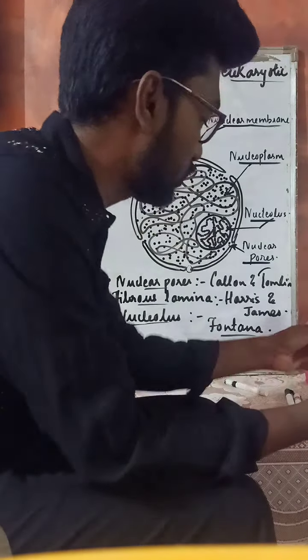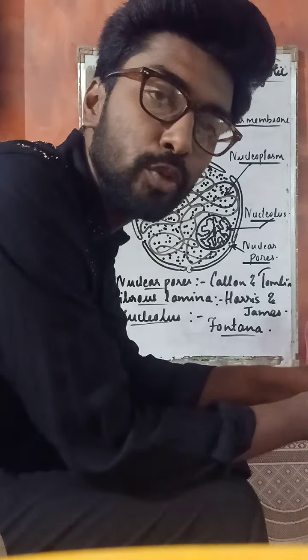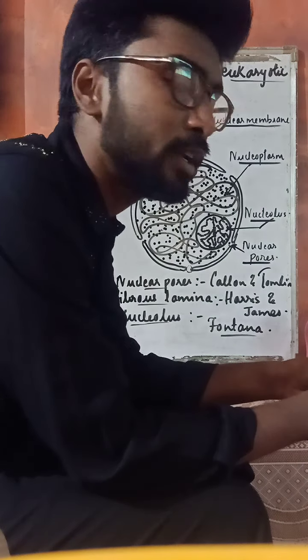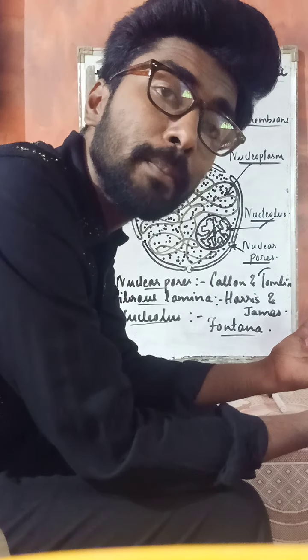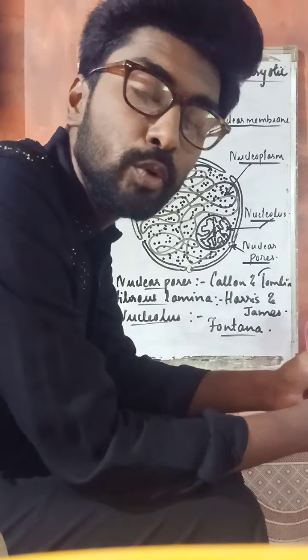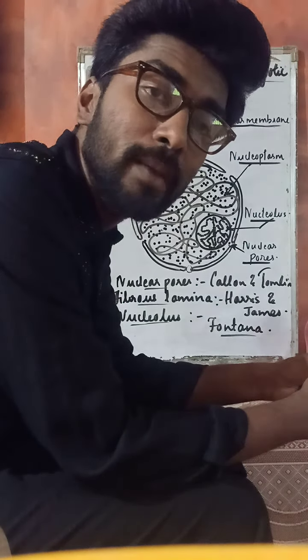Good afternoon, students. Today we are going to study the next topic, ultrastructure of a eukaryotic nucleus. Clearly I have written eukaryotic nucleus. Why not prokaryotic? Because prokaryotic cells do not contain a well-developed nucleus, or nuclear membrane.